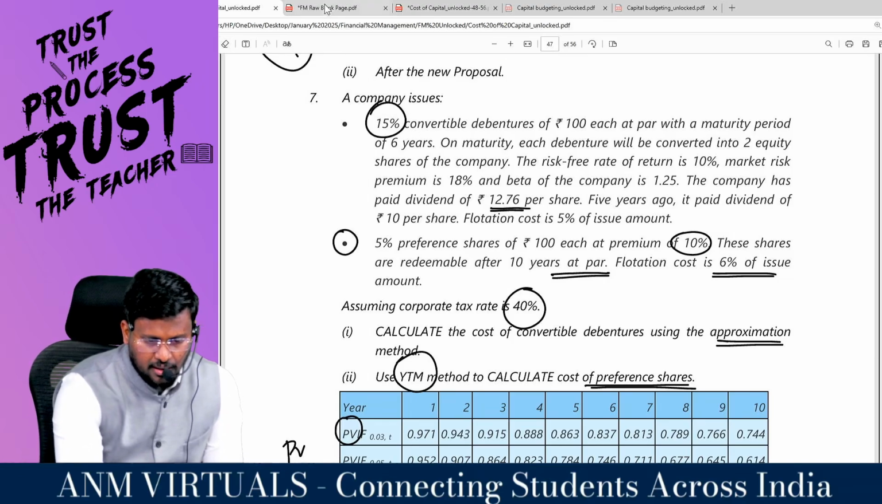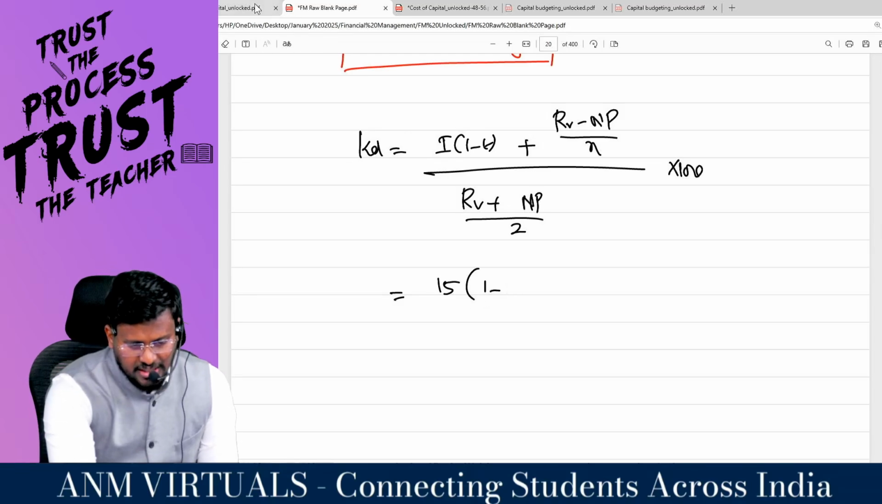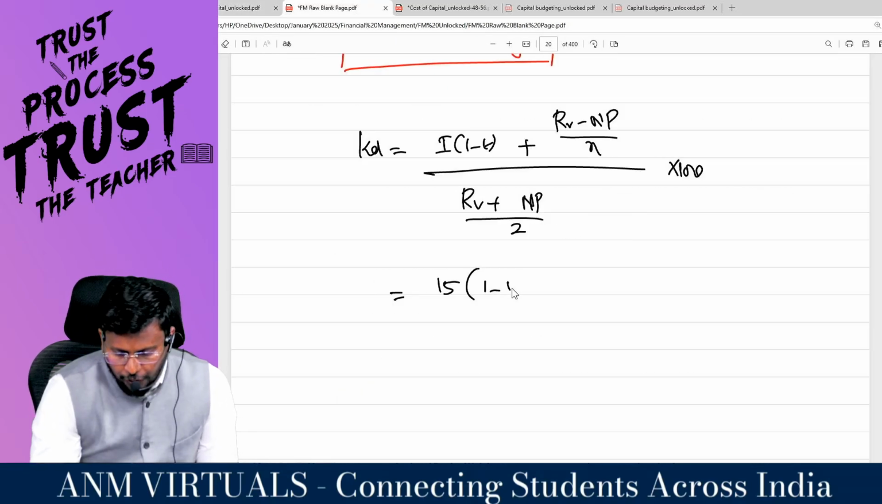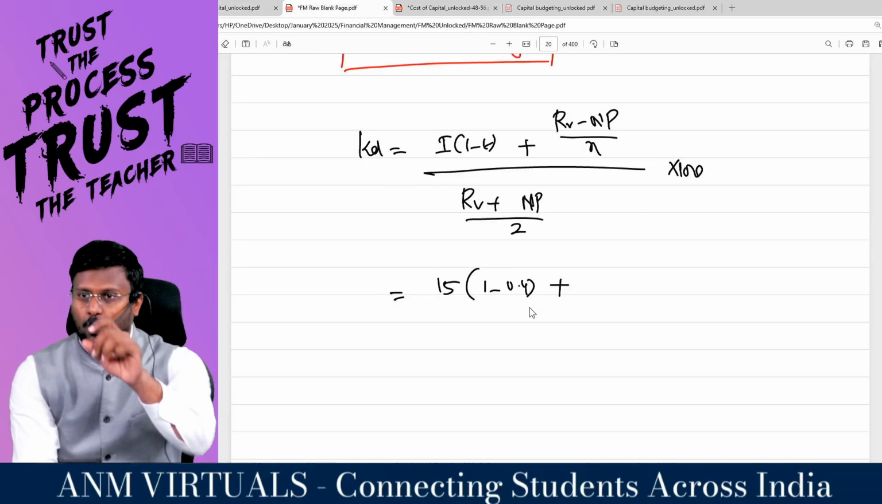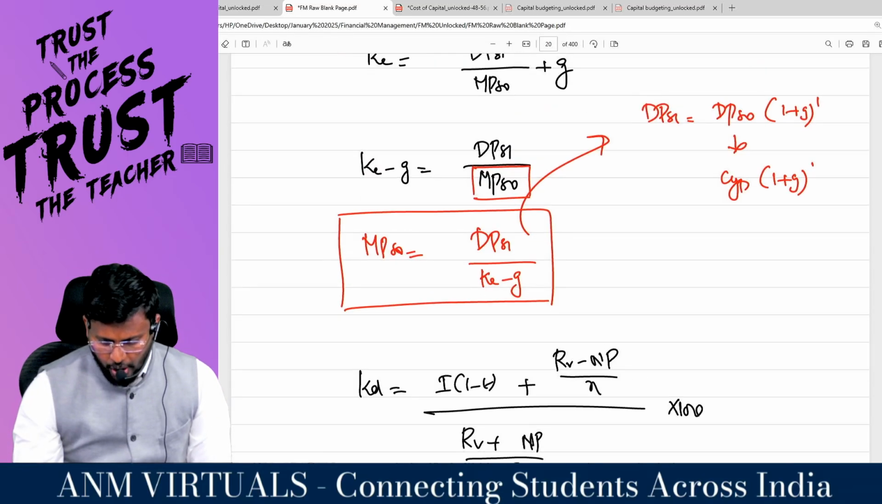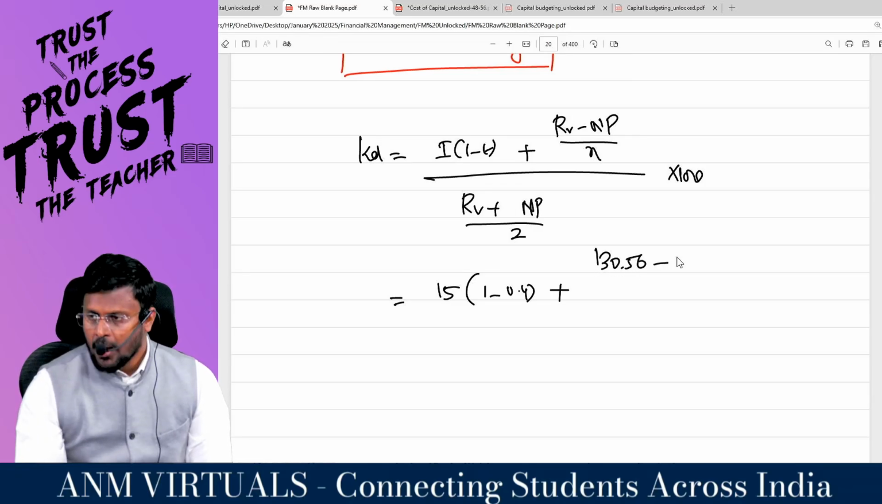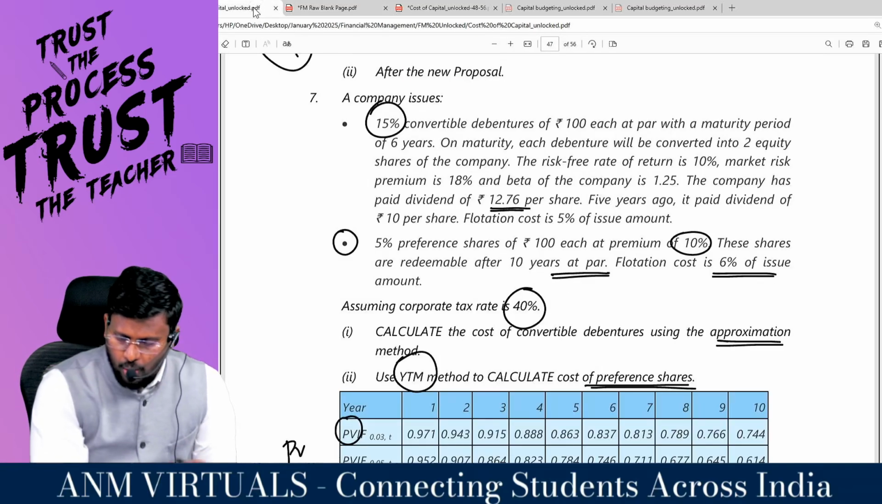15% convertible debenture, right, sir? So Kd is going to be 15 into 1 minus the tax rate. What is the tax rate? 0.4 will be the tax rate, plus, just now you found RV, 130.57 (130.56), minus net proceeds. Is that there, no?